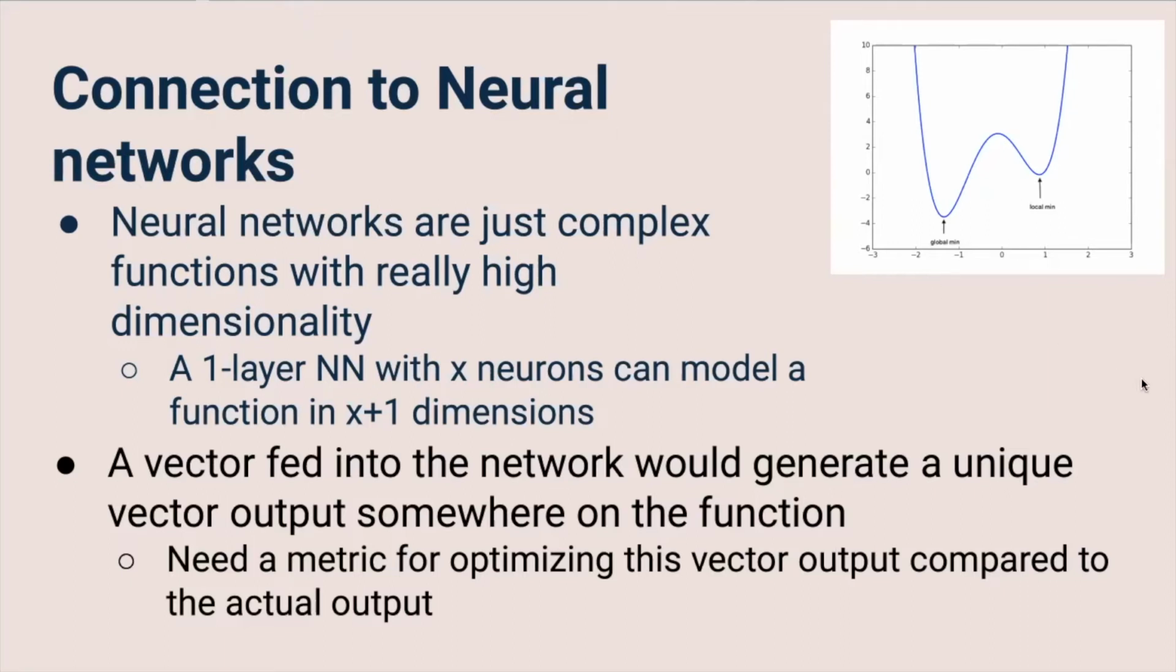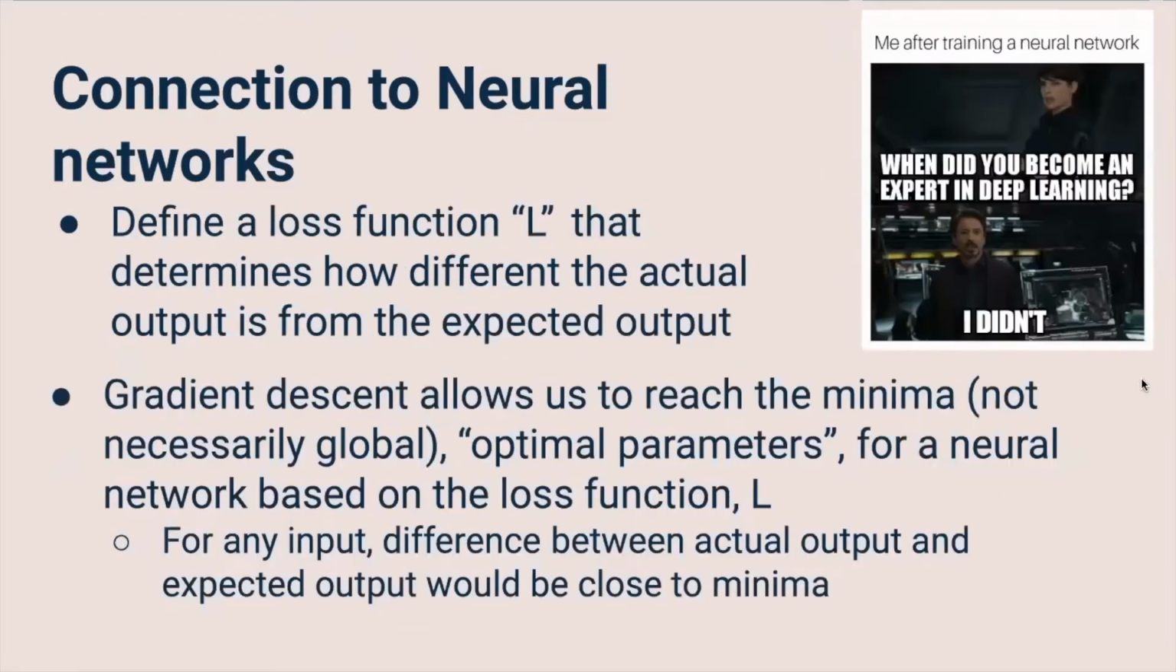And so that is where gradient descent comes in, because we would first define a loss function L that determines how different the actual output is from the expected output. And so gradient descent allows us to reach the minima, which is not necessarily the global one, by finding optimal parameters for the weights and biases and other gradientable parameters in the neural network based on the loss function L. And so intuitively, for any output, the difference between actual output and expected output should be close to the minima at the end.